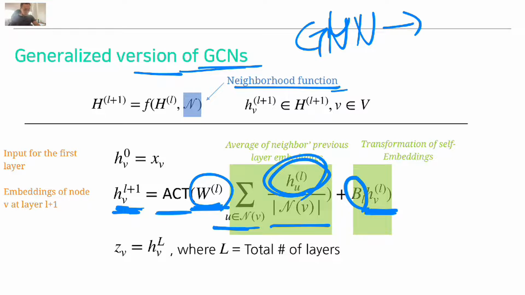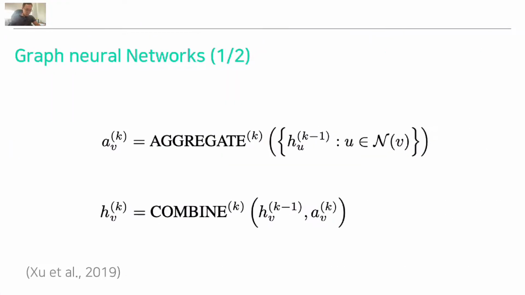So this is a slightly generalized version of the GCN, and another version of the generalized GCN is presented in this paper, and this is part of your reading assignment this week. So you aggregate the neighboring nodes. This is from the neighborhood function I told you. So it could be from the connected nodes or random walk, something like that.